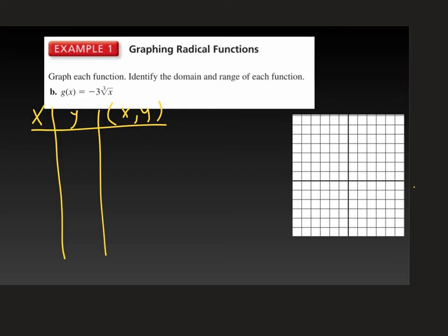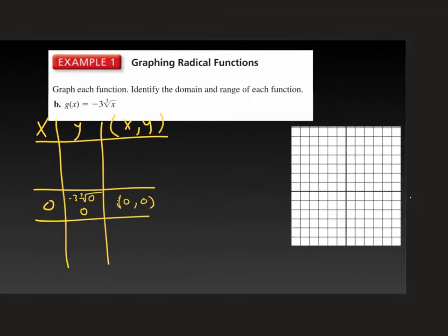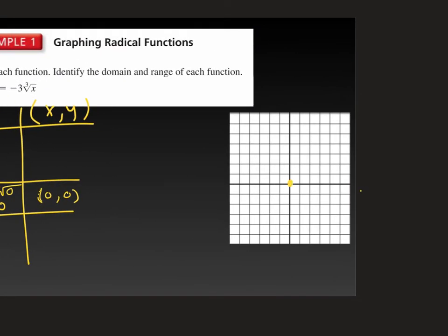What can we plug in for x? 0. So we have -3 times the cubed root of 0. What's cubed root of 0? 0. And what's -3 times 0? 0. So we plug in 0 and got 0. So we go to our graph, put our point at 0, 0. What can we plug in next?